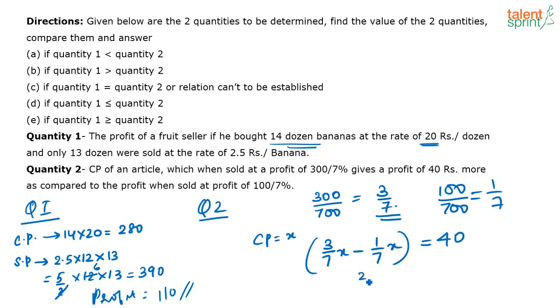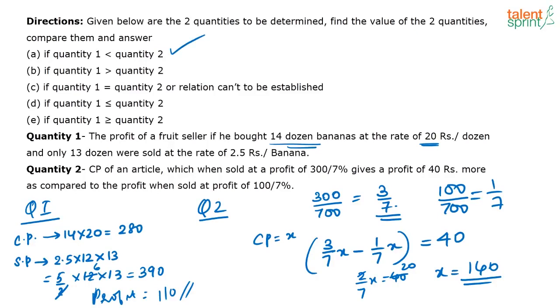Or what can I say? I can say 2 by 7 x is equal to 40, or my x is equal to 20 into 7, that is 140. So, here quantity 2 is now 140 and quantity 1 is 110. So, which is the bigger one? Definitely quantity 2 is greater than quantity 1. So, that is going to be our answer. Or I can say quantity 1 is less than quantity 2, that is option A.